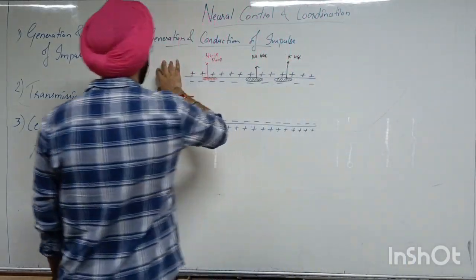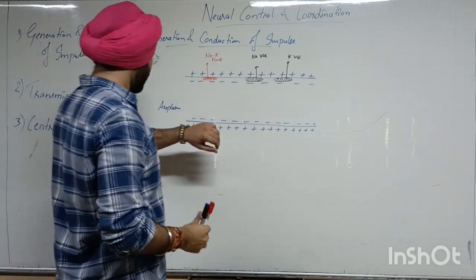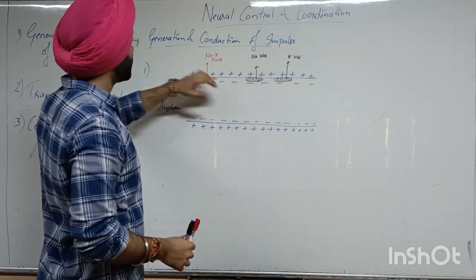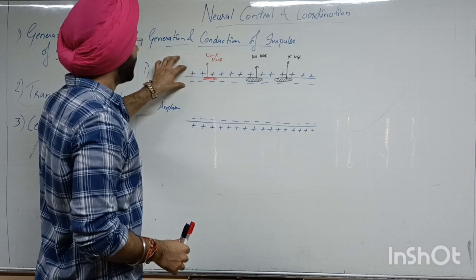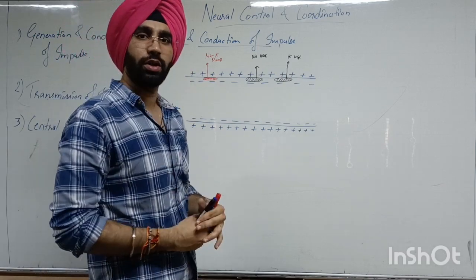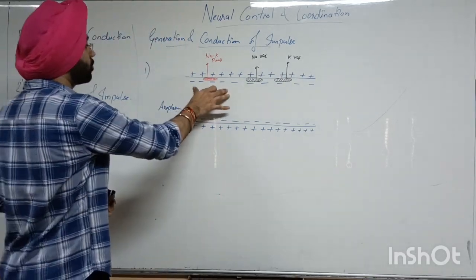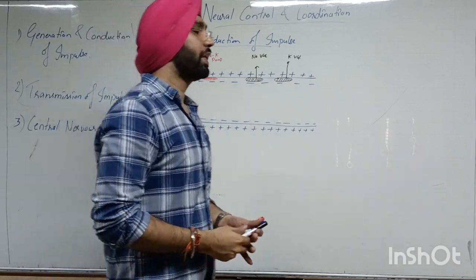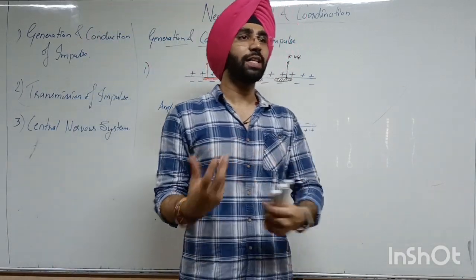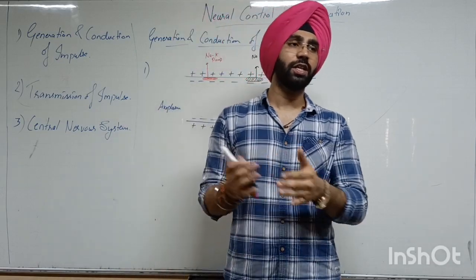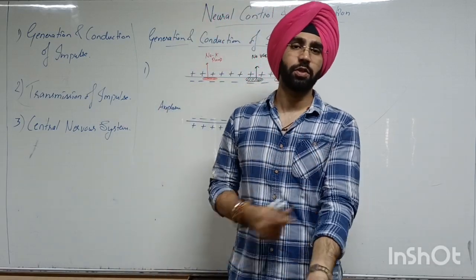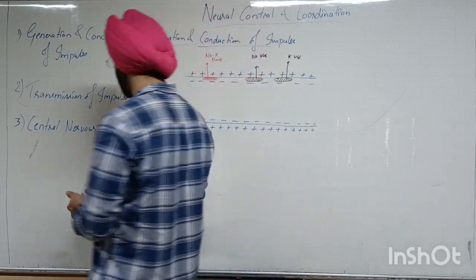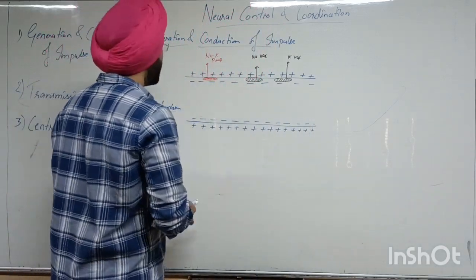VGC stands for voltage gated channel. So this is the first condition in which you can see the axon potential. Actually, there is a positive charge on the outside surface of the axon membrane, and inside the axon membrane you can see the negative charge. So this is the resting phase. Stimulus has not been generated, and if stimulus is absent, then there is no action potential.